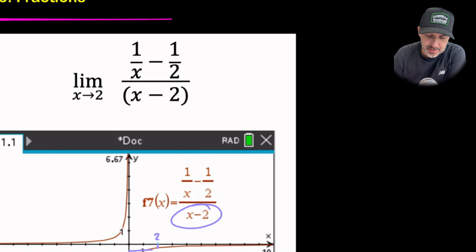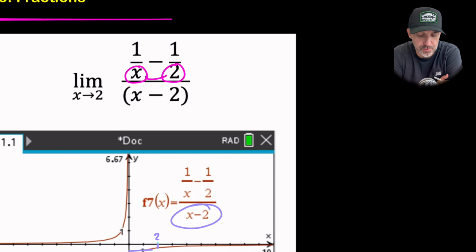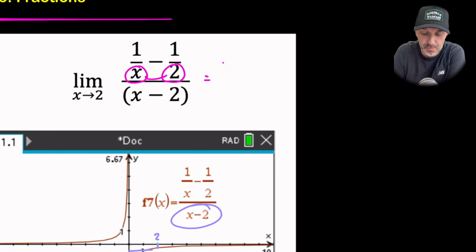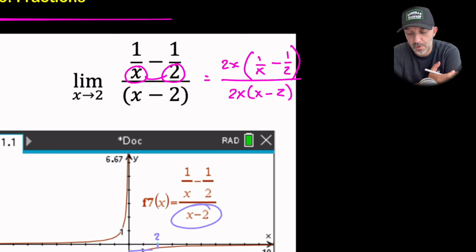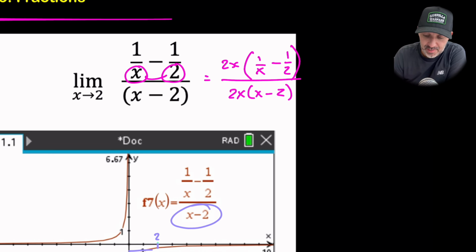Well, there is a technique that I use, and we are just simply going to multiply the two denominators of these fractions here. So that's 2x. Now, if we times top and bottom of this fraction, so the numerator and denominator, by 2x, this will help you solve this style of problem. So 2x times by 1 over x minus 1 half, all over 2x times x minus 2. Okay, so I have multiplied numerator and denominator by 2x.